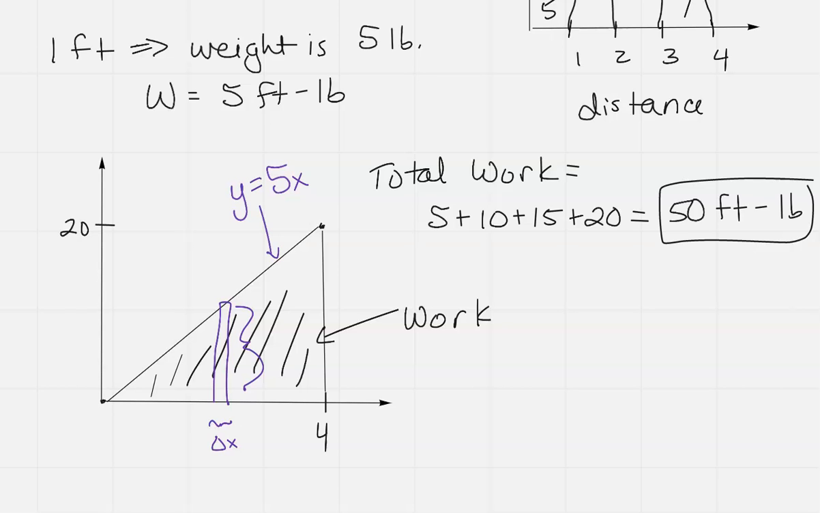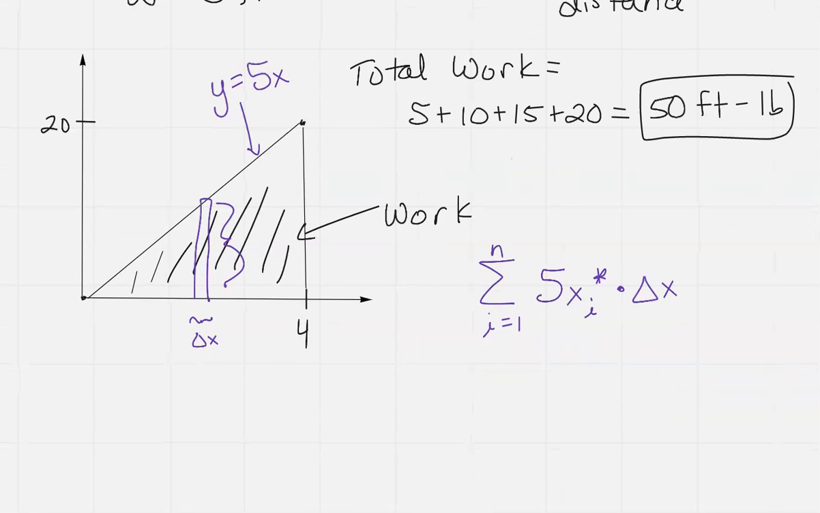So if we do our Riemann sum from i to n, our function would be 5 x sub i star times our delta x. So our Riemann sum, what we're doing is we're taking our force, that's our y value there, times our distance, which is that delta x, at that ith slice. And then we're adding up all of those slices, just like we've been doing with integrals, and we could use that Riemann sum.